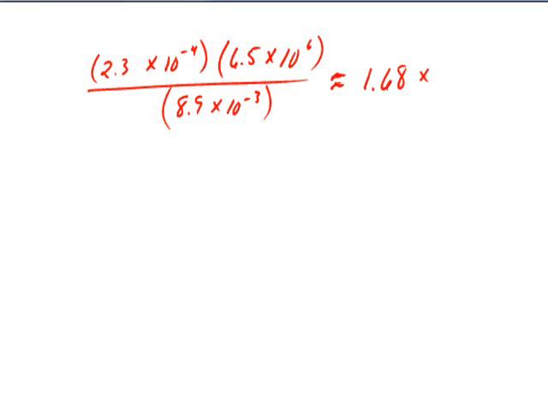I can add the exponents in the numerator to get 10 to the second, and then subtract the exponent, the negative 3, from the bottom. I have 10 to the fifth power. My answer is 1.68 times 10 to the fifth. In conclusion, scientific notation is used to express very large or very small numbers in an efficient manner. We can also use the laws of exponents to simplify expressions involving multiplication and division in scientific notation.